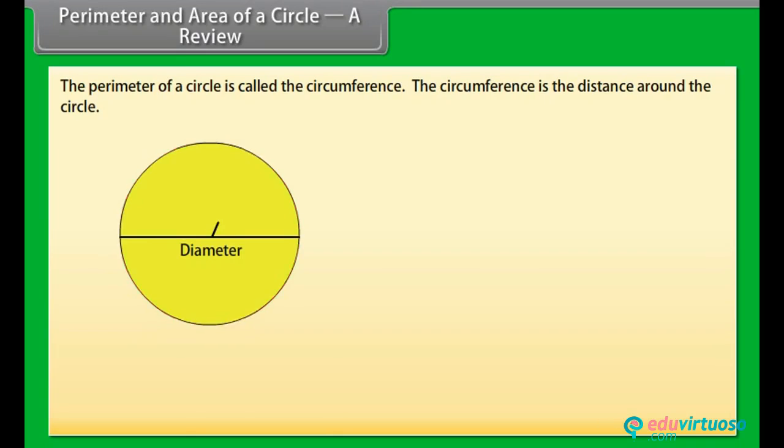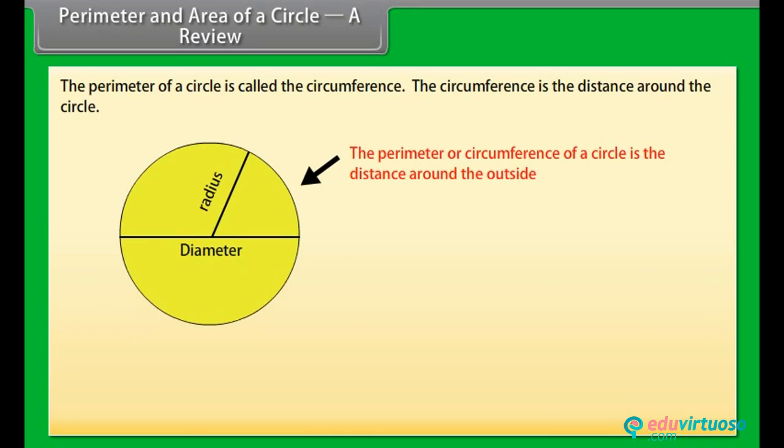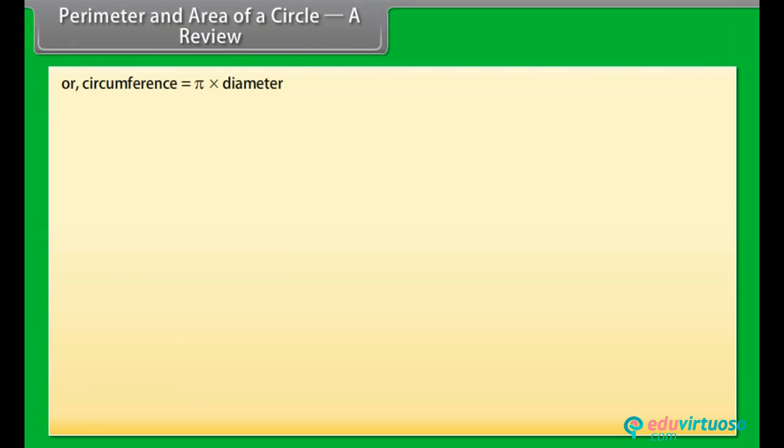Perimeter and area of a circle. A review. The perimeter of a circle is called the circumference. The circumference is the distance around the circle. The ratio of circumference with its diameter is constant. The constant ratio is denoted by pi, so circumference is equal to pi into diameter, which is equal to pi into 2r, where r is the radius of the circle, which equals 2 pi r.